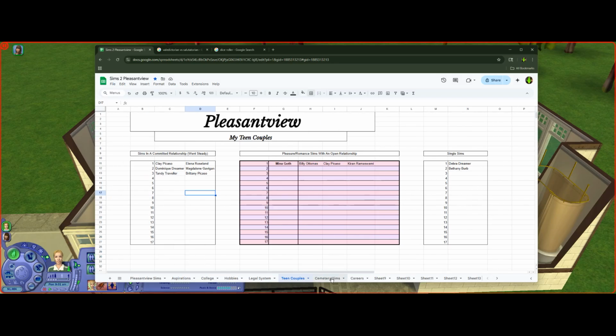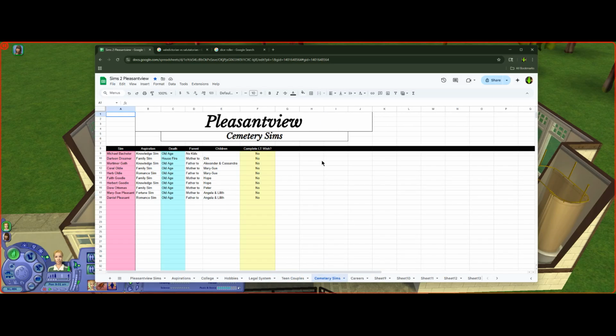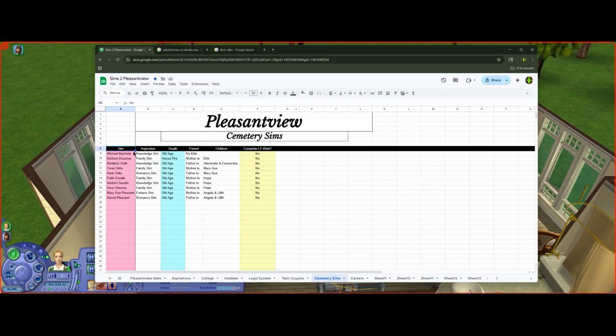So let's move on to the very last tab, which I call my cemetery Sims. I want to keep a list of all my Sims that are dead in the cemetery, so I could just have a list of everybody that lived here in Pleasantview, even though they would not be alive anymore in the rest of these tabs. Oh, this is not my last tab. I'm sorry.